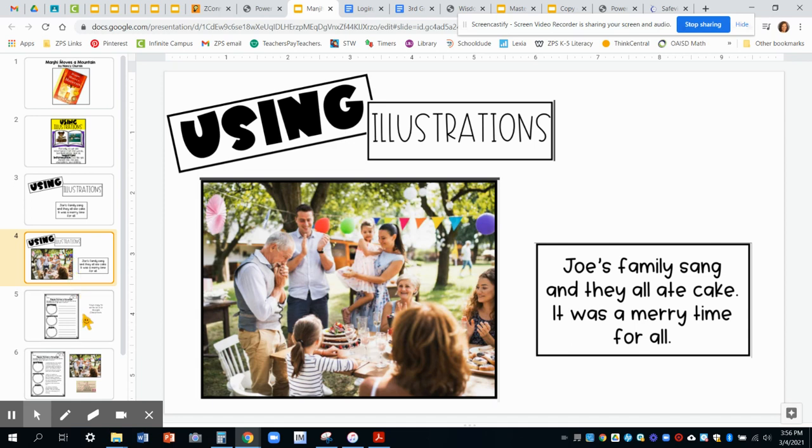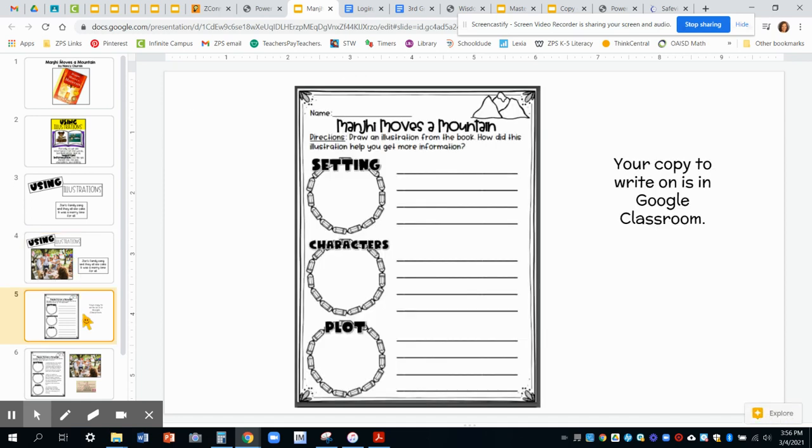So today, what you're going to get to do for your assignment is fill out this sheet on Manjhi Moves a Mountain. Okay, I'm going to give you an example of how to do it using that photo that we just looked at. You're not writing on this slide. You're going to be writing on the copy that's in your Google Classroom. And I'm going to give you some very specific pictures because the directions say, draw an illustration from the book. Okay, and I'm going to give you a setting picture and a character picture that I want you to sketch yourself. Or you know what, maybe I'll just put the pictures on there and then you can pick a picture from the story of your own to do for plot. I think that's what we'll do instead.